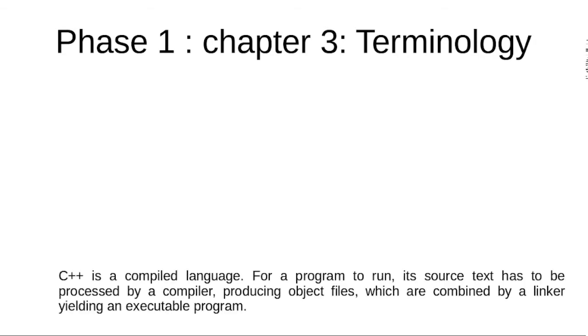So in this chapter we are going to learn some of the words that are used in C++ or any other programming language. First of all, we have to know that C is a compiled language. That means you have to convert it into a binary form. Binary form is a file that is written in 0s and 1s. That is a machine level language that the computer actually understands.